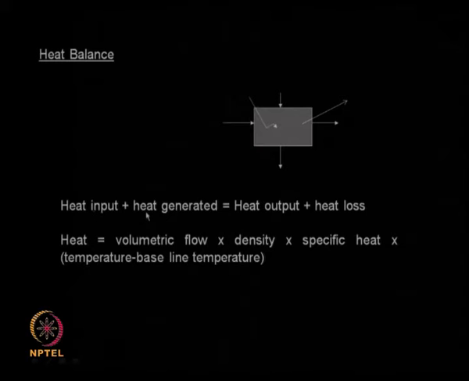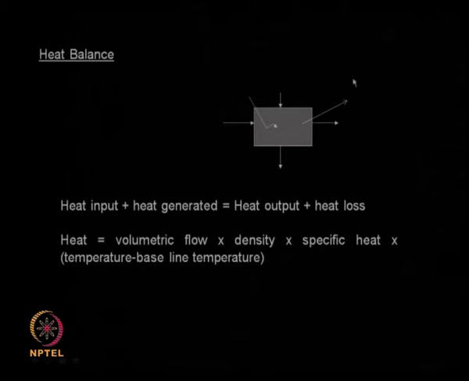That is the heat input, heat generated, which is equal to heat output, heat loss. So how do you calculate the heat? Volumetric flow rate into density gives you the mass flow rate, into specific heat, into delta T. How do you calculate delta T? That is the temperature of the fluid minus a certain baseline temperature. So that is how you do the heat balance.